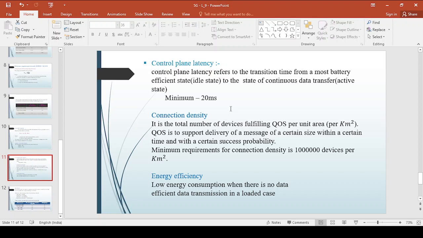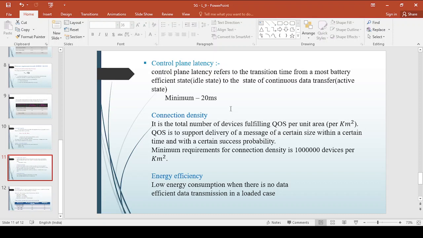Now, as you go from one generation to another, the energy consumption should be decreased, right? That can be achieved by two techniques: efficient data transmission in a loaded case, and low energy consumption when there is no data.